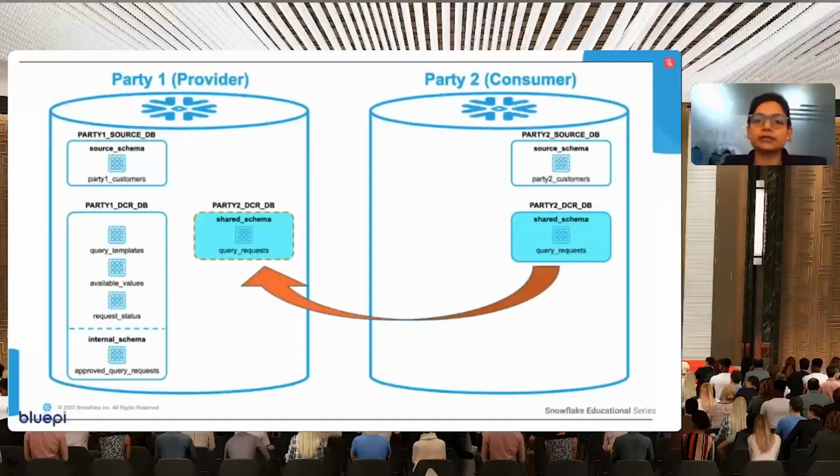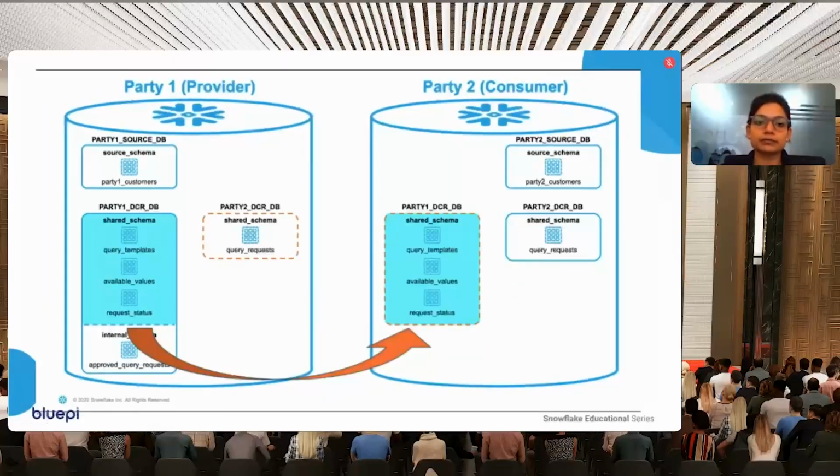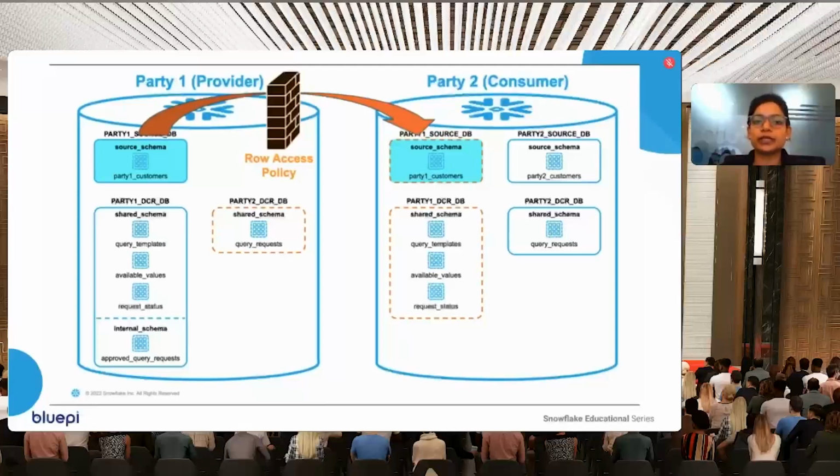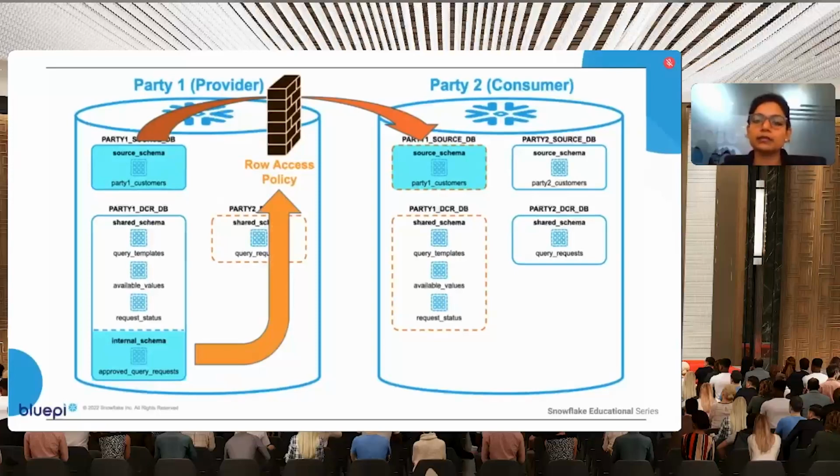Now, this was made possible when party 2 shared its query request table with party 1, and party 1 shared tables with party 2 using Snowflake secure data sharing. Party 1 also shared its customer data to party 2, but after applying some row level access policies to it. These row access policies allowed only those queries to run by party 2 which were present in the approved query request table. These are precisely those queries which were approved by party 1's stored procedure.